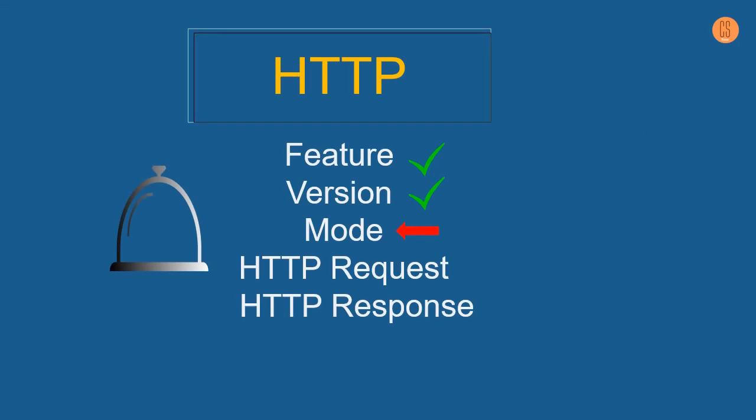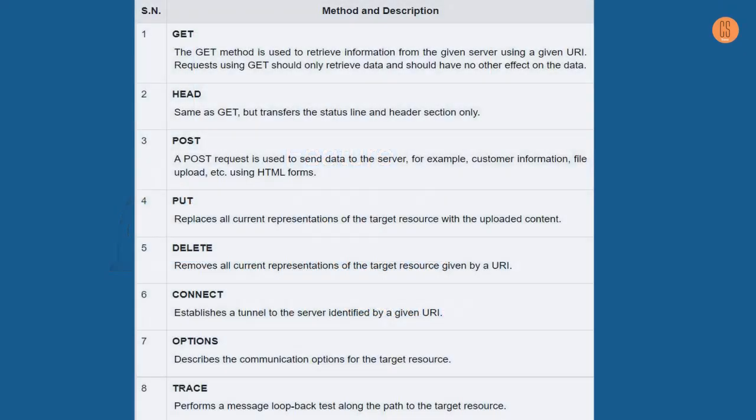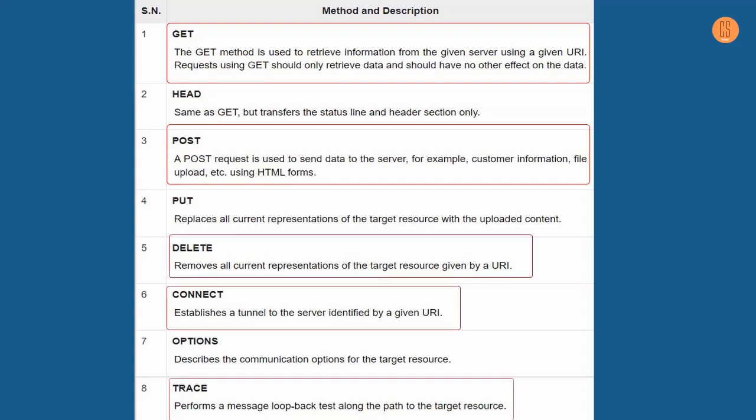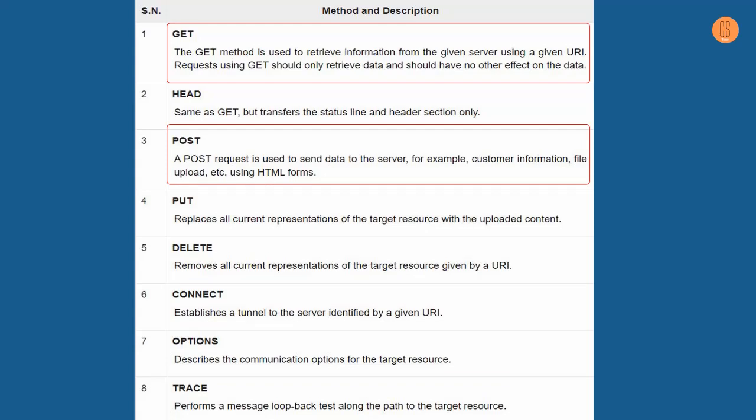In this part of the video we will discuss HTTP modes. There are a total of 8 HTTP command modes available. A user can use these command modes to download, upload, delete, connect, or trace files on the server. Majorly GET and POST are in use. GET is used to download files from the server, and POST is used to upload files to the server.